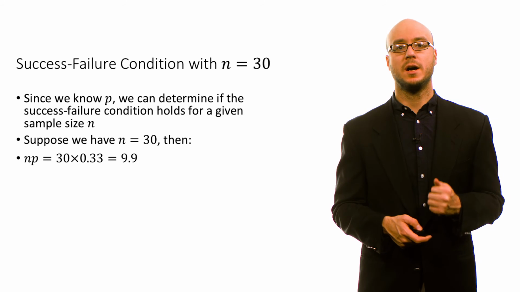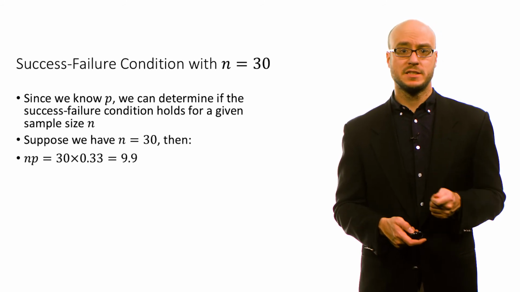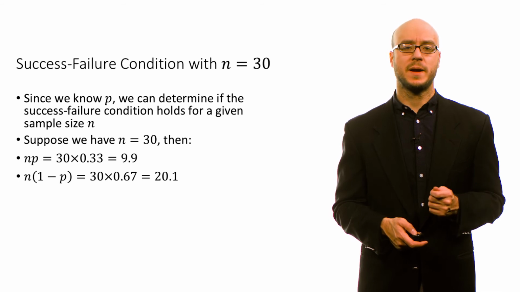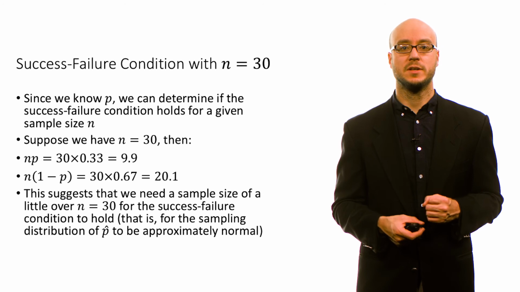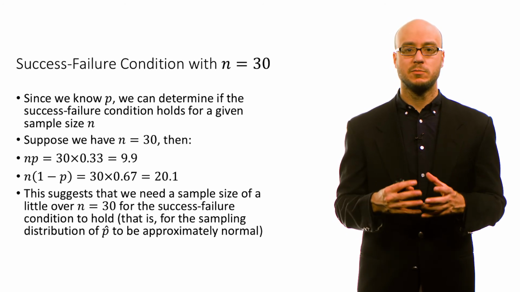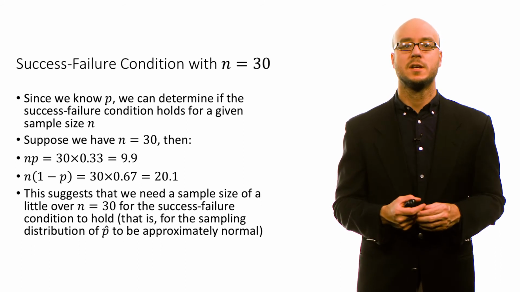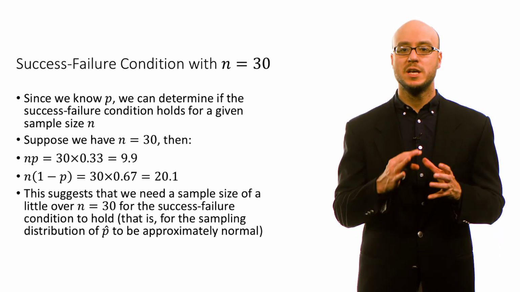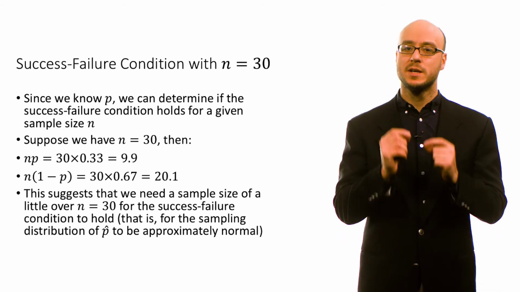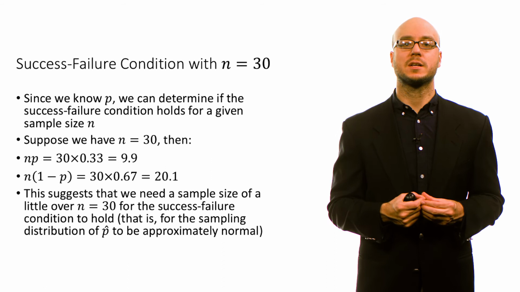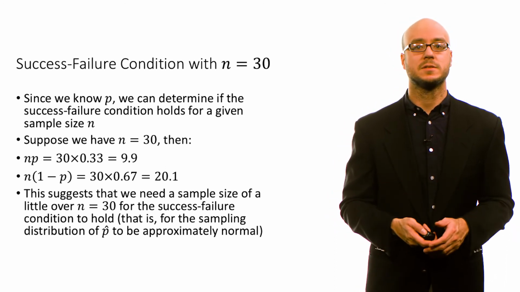The expected number of successes is 30 times 0.33. That's about 9.99, and then the expected number of failures is about 20, 30 times 0.67. So in this case, we'd say a sample size of 30 is pretty close. So we'd say that the sampling distribution would be approximately normal. We might want a little bit larger of a sample size, but it's going to be approximately normal, since 9.99 rounded up is very close to 10.